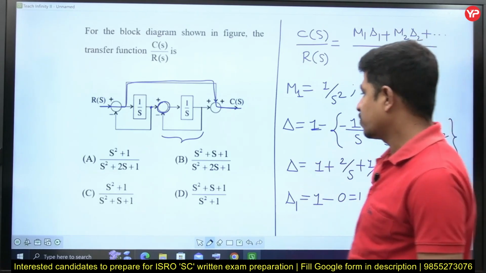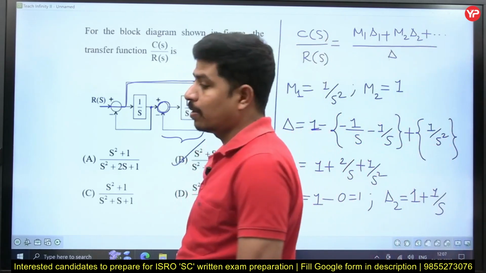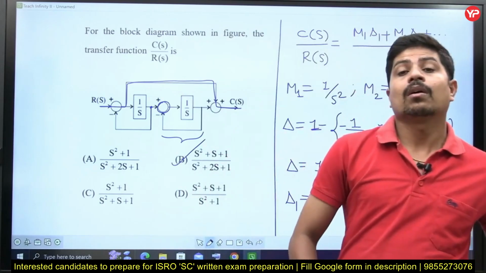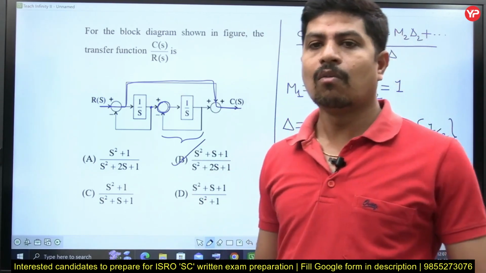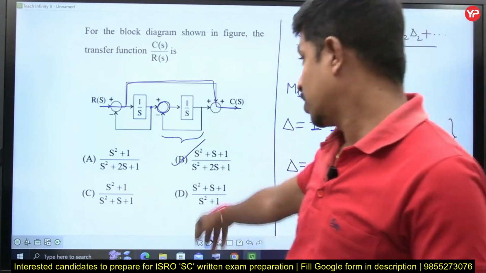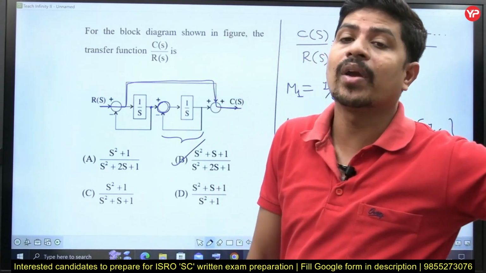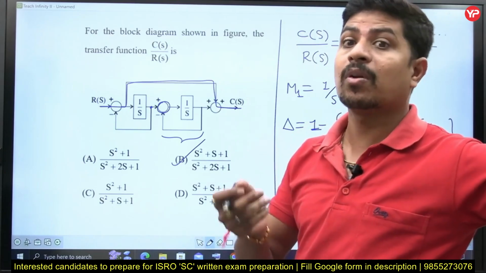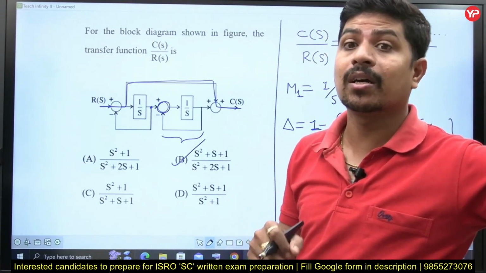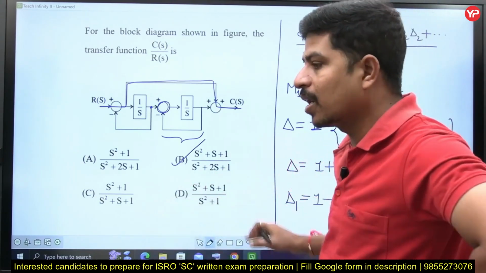S square plus s plus 1 by s square plus 2s plus 1. Very good question. We will get confused. What are the points we get confused? This delta 2, in fact, delta 1, delta 2 are very important 2 points. And counting number of loops, number of non-touching loops, number of forward paths. These are the confusing areas in this particular problem.